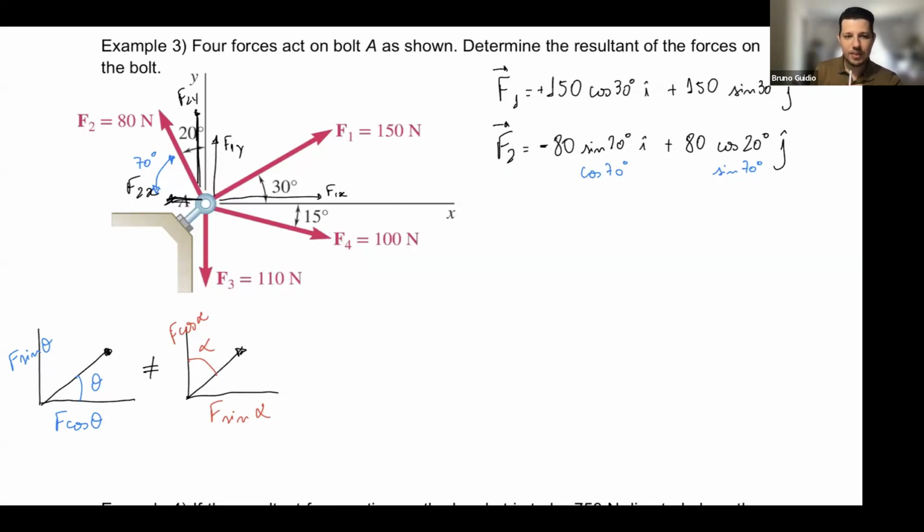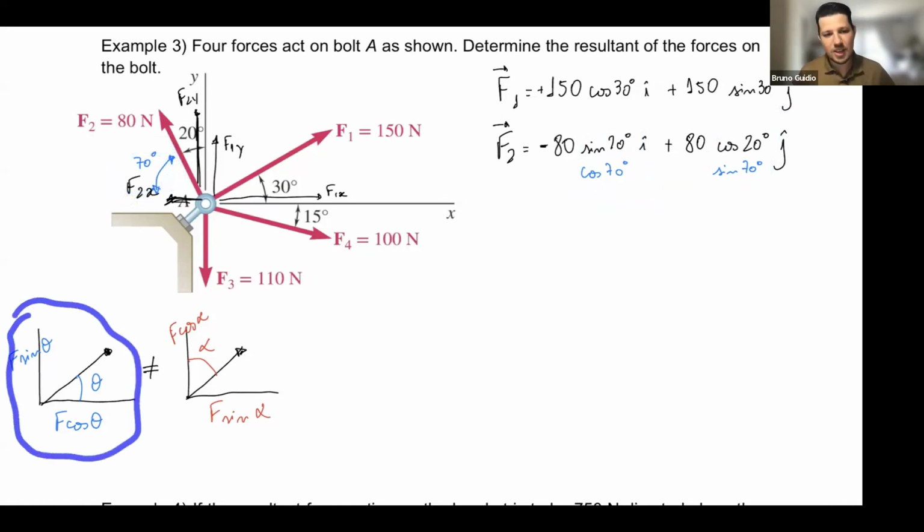70 and 20 degrees. If you don't know that, type in your calculator sine of 20. I see here 0.34. Then you type cosine of 70. I see 0.34. They are the same. Sine of 20 is the same as cosine of 70. Cosine of 20 is the same as sine of 70. So yes, you can do that. Then you're going to work just with this case here, always measuring from the x-axis.